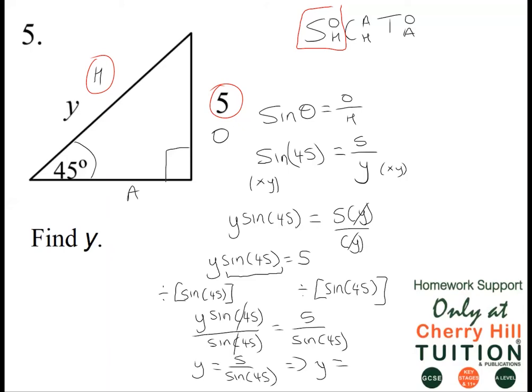So plugging 5 over sine 45 into our calculators leaves us with 7.07. And that's our value of y. Okay, so again, try this question on your own without looking at my working out to check if you get the right answer.